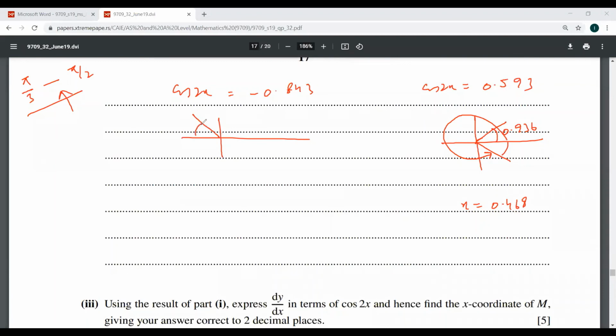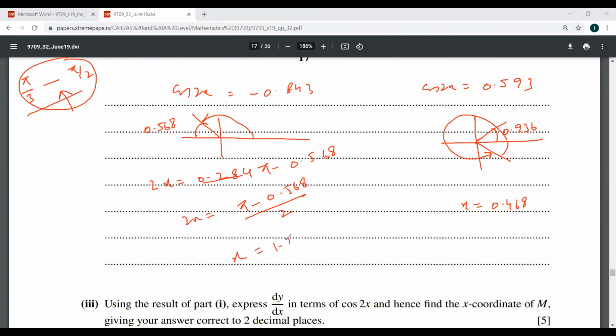Because this is going to take us to the second quadrant here. What is cos inverse of 0.843? 0.568. Can you half that? 0.284. Now, is that between this interval here? So this was the basic angle, this was 2x basically. 2x is going to be pi minus 0.568. So let me write it as pi minus 0.568 over 2. Finally, 1.29. So this should be the answer.